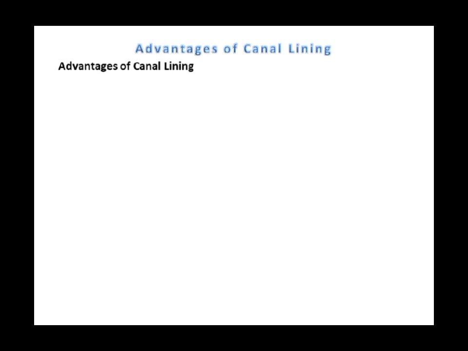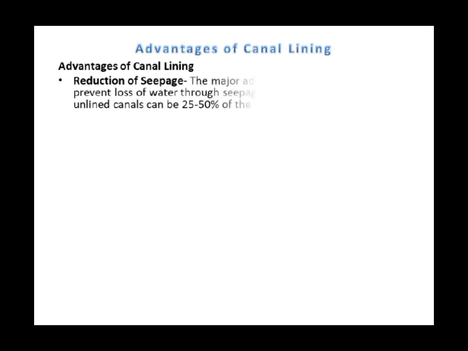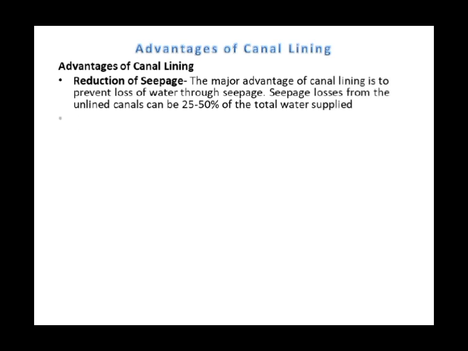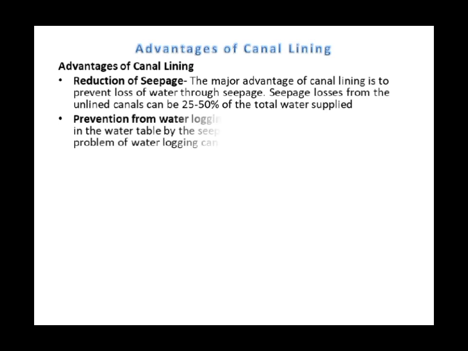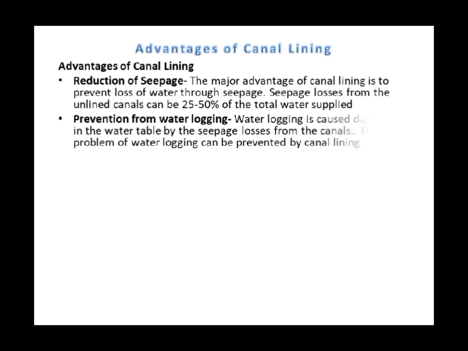Advantages of canal lining. Reduction of seepage. The major advantage of canal lining is to prevent loss of water through seepage. Seepage from unlined canals can be 25 to 50% of the total water supplied. Prevention of waterlogging. Waterlogging is caused due to a rise in the water table by the seepage losses from the canals. This problem of waterlogging can be prevented by canal lining.